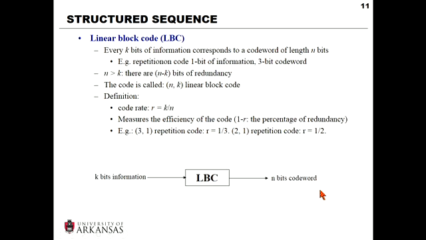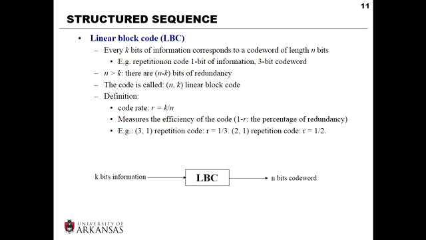So that's error correction. And in this class, we are going to focus on linear block code, which is also a very widely used practical coding scheme. For the linear block code, every k bits of information correspond to a code word of length n bits. So we have k bits of information, and we map it to a code word of length n, where n is always greater than k.